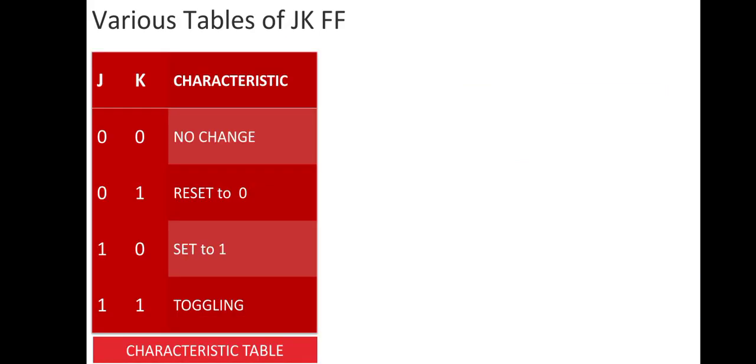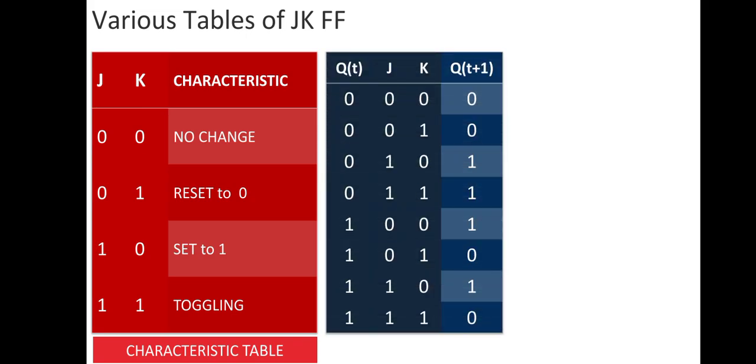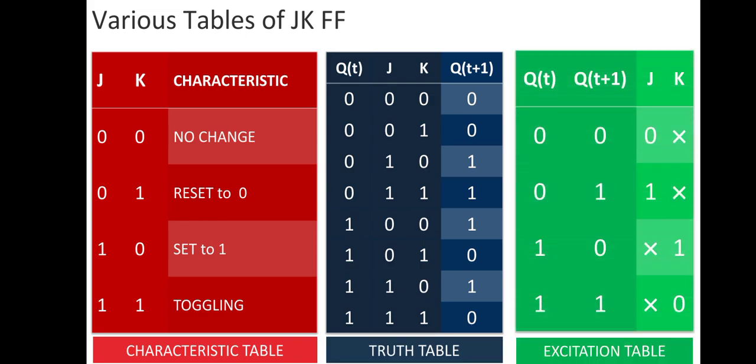So next are the various tables of the JK flip-flop. The first is your characteristic table. The next is your truth table, and the last is your excitation table. If you observe the truth table of this JK flip-flop, there is no don't care, and for each input combination you are getting a definite output. Similarly, in the characteristic table at 1 1 I have written the toggling phenomenon.